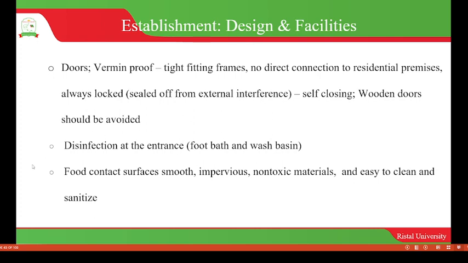There has to be disinfection at the entrance. This is to ensure that pathogens or dust are not carried into the food manufacturing area, and this can be done by the use of foot bath and wash basins at the entrance. Then the food contact surfaces should be smooth, impervious, made up of non-toxic materials and easy to clean and sanitize to avoid cross contamination.